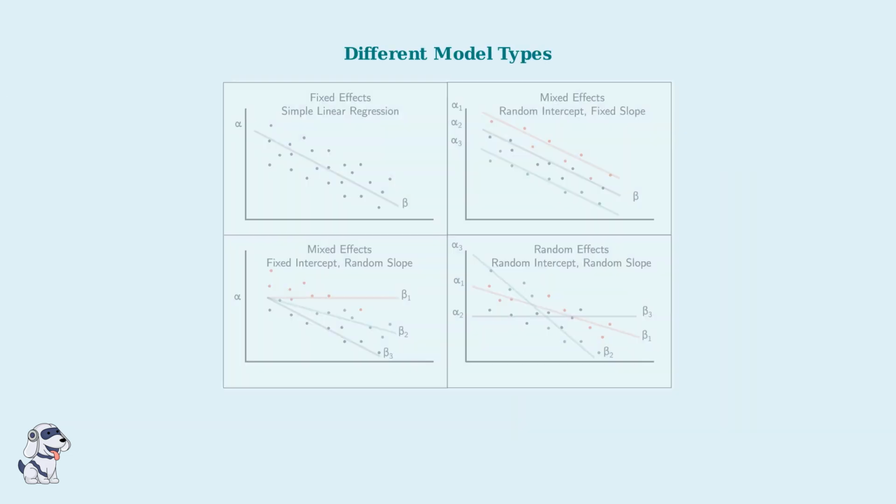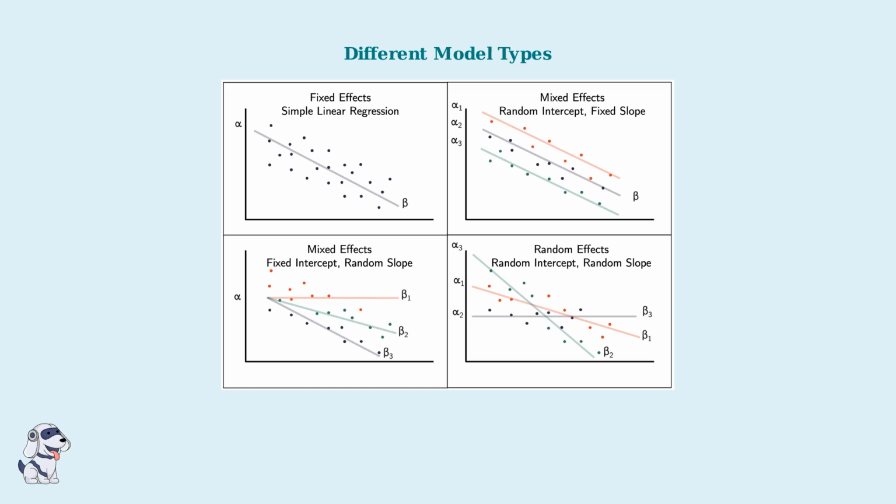This visualization shows 4 different types of regression models. Notice how fixed effects models have the same line for all groups, while mixed effects models allow for individual variation through random intercepts, random slopes, or both. The key insight is that mixed models allow each subject or group to have their own intercept, slope, or both, while still estimating overall population effects.